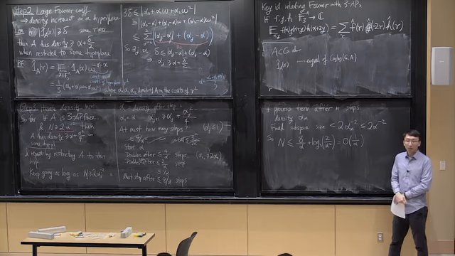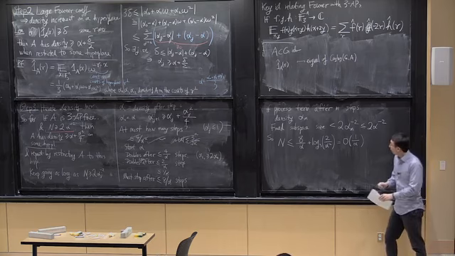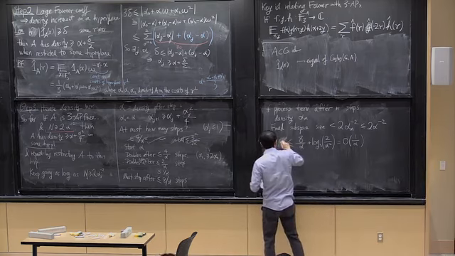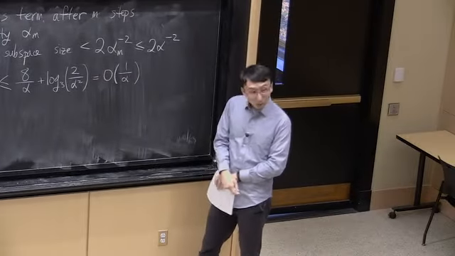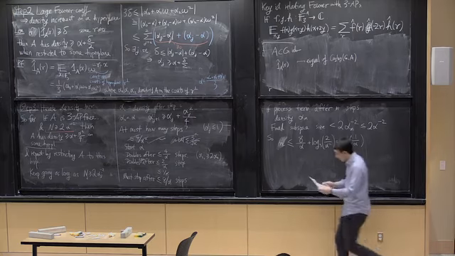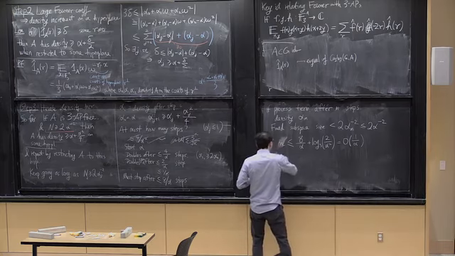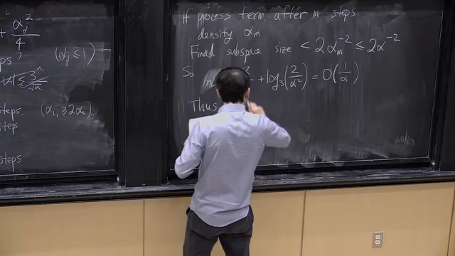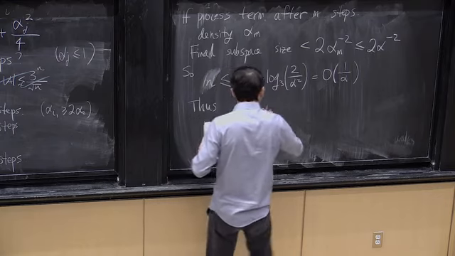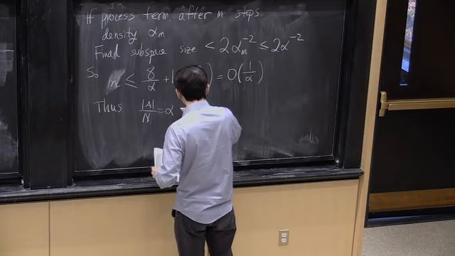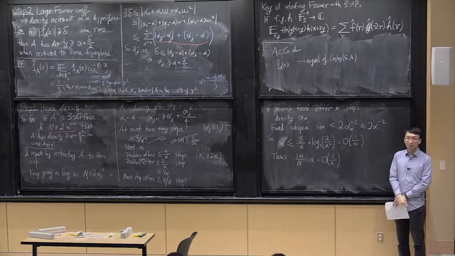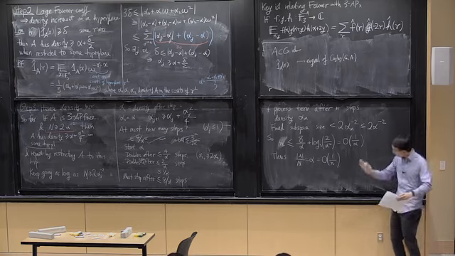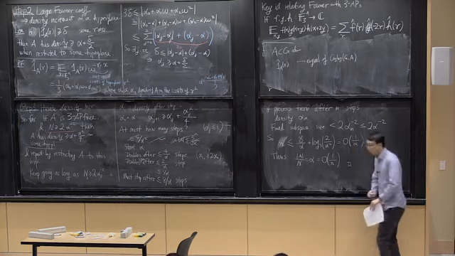Should this be a lowercase m? Thank you. Yes, there should be a lowercase n, so the dimension. Okay. Right. And so then that's the conclusion, that the density alpha is big O of 1 over n. Okay, that proves the main theorem for today.